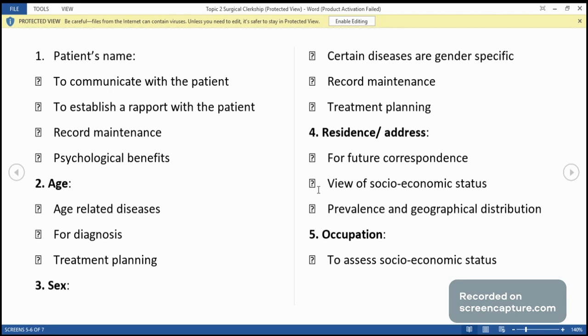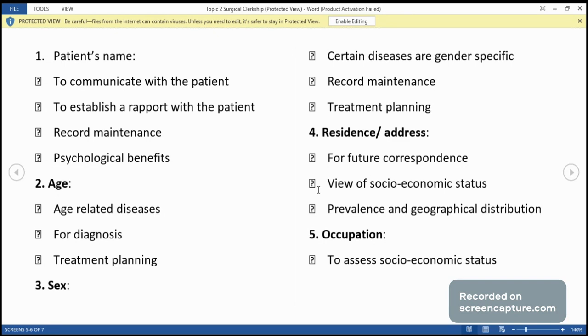They are not supposed to be used in males. Maybe they can hinder spermatogenesis or something to do with that, or suppress the secondary male hormone. So that is that. Now, residence area for future correspondence, we can see adherence, we can reduce the dosage or number of visits if somebody comes from far. So residence, even for follow-up and contact tracing, we can get to know.